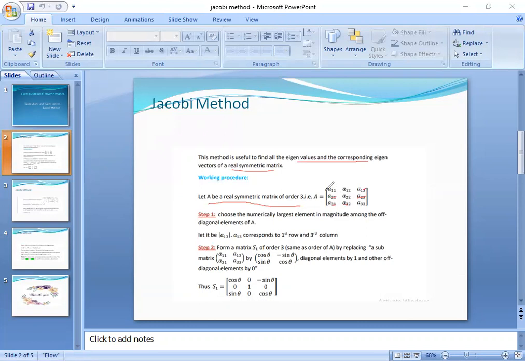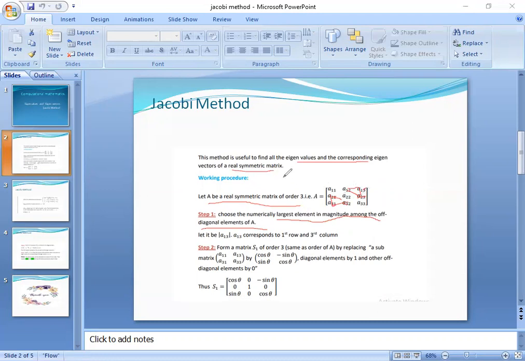be off-diagonal elements. Now the first step is, we need to choose the largest element in magnitude among the off-diagonal elements of A. Among the off-diagonal elements, we can see that the elements below the diagonal are the same as the elements above the diagonal. Hence, it is always enough to consider the elements above the diagonal, and then we can take the absolute value of them, and we choose the maximum one among them.